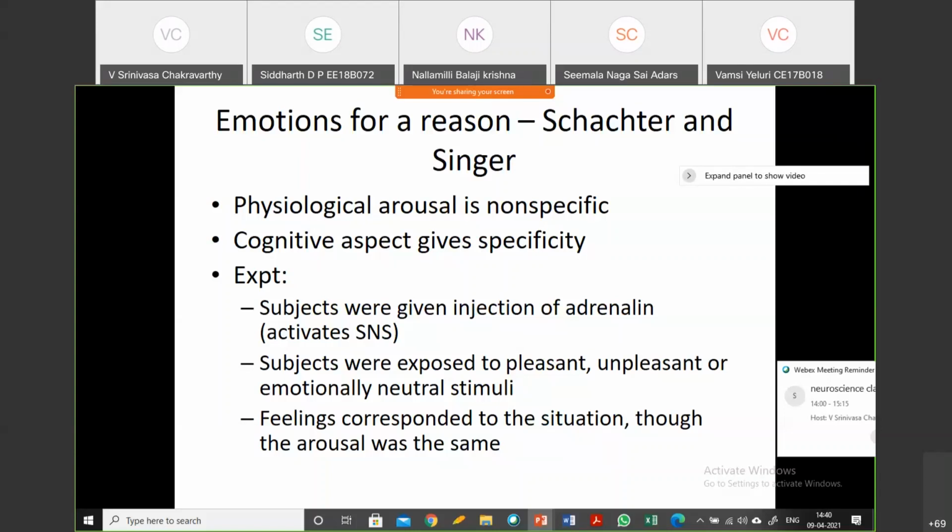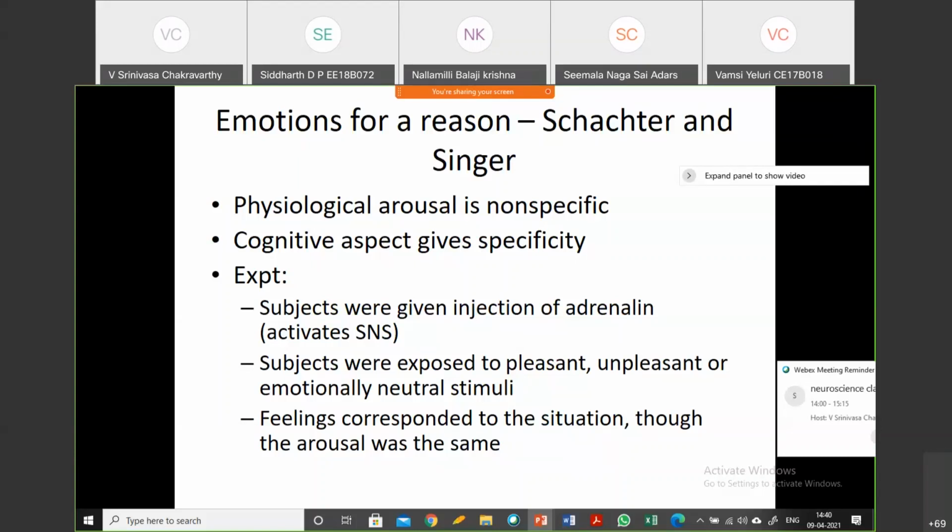So this is a major problem that was posed by the previous theories, right? The non-specificity of the physiological arousal, the feedback coming from the body, which contributes to the emotion obviously and gives it all the color and warmth that William James was talking about. It is non-specific. So how do you get specificity?